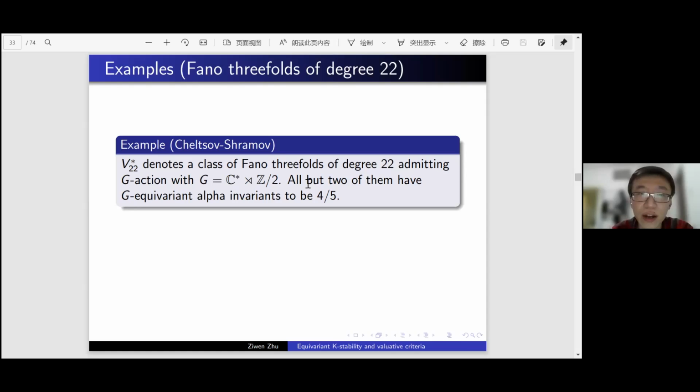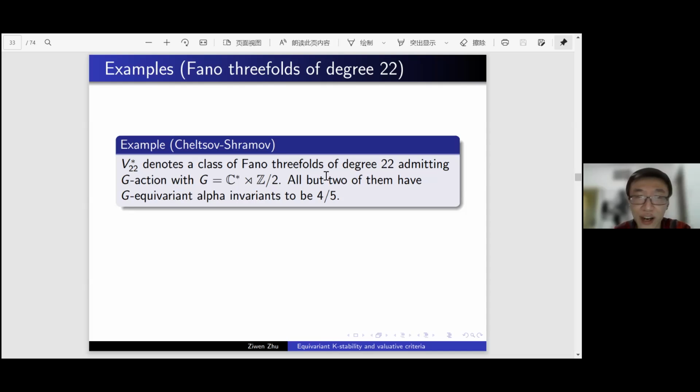And then I also want to talk about the example which is considered in Cheltsov and Shramov's paper. In their paper, I'm going to follow their notation, they look at this class of Fano threefolds of degree 22. They denote that class by V22 star. For the Fano threefolds in this class, we have a C star semi-direct product with Z mod 2 action. And they computed the G-equivariant alpha invariants of these Fano threefolds.